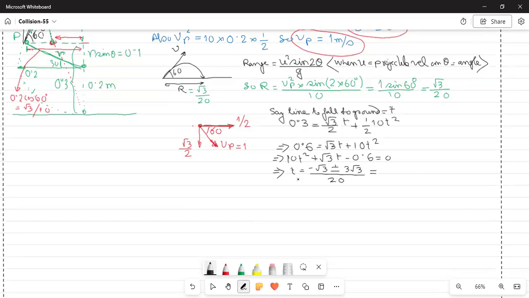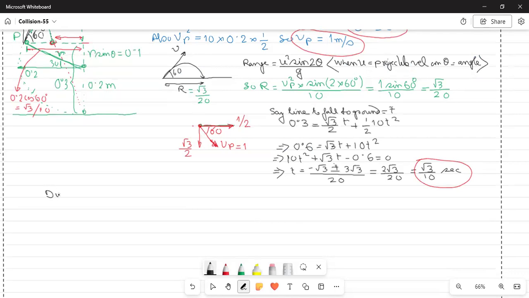Now, obviously, T cannot be negative. So we have to take only the positive sign at this point. So it will be 3 root 3 minus root 3, which is 2 root 3, by 20, which is equal to root 3 by 10 seconds. So this is the one relation we get. Then we find out how much horizontally it travels by this time. During this time, it travels horizontally.